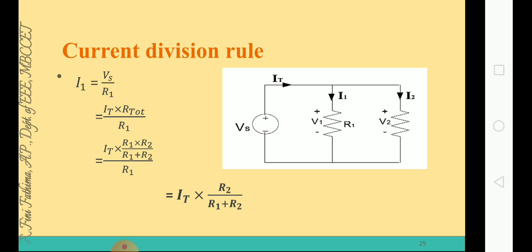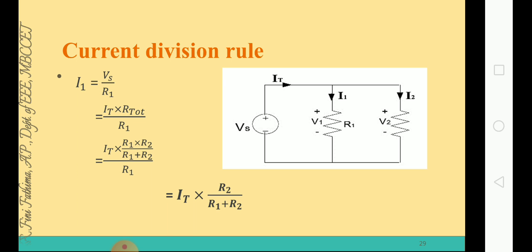Then I substitute for Vs. Vs is equal to I total into R total. So I can write I total into R total divided by R1 is equal to our current I1, and we have to find R total. If there are two resistances, then R total is equal to R1 R2 divided by R1 plus R2. Substituting this in place of R total, I can rewrite my equation as IT into R1 R2 divided by R1 plus R2, divided by R1. There is an R1 in the denominator as well as in the numerator, so both cancel out, and finally I get the current through the resistor R1: I1 is equal to IT, the total current, into R2 divided by R1 plus R2.